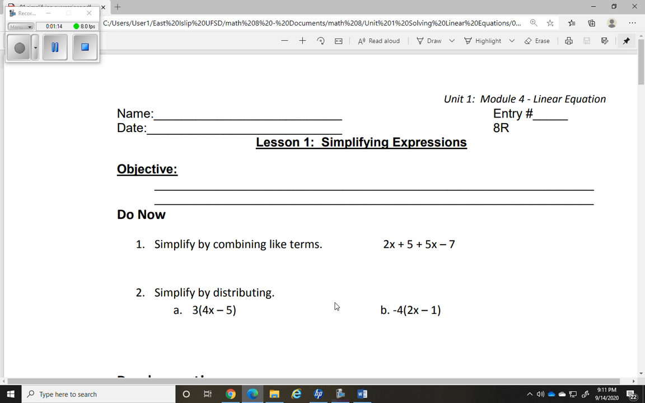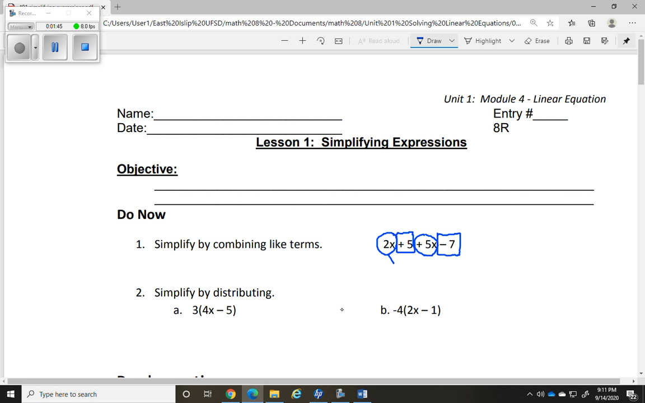So hopefully you did this do now correctly. Number 1, we have to combine like terms. So you learned, hopefully, in the past that x's go with x's, and we like to circle them. Notice I circled the sign with it. And then constants, which is a number without a variable, next to each other, go with constants. And again, I included the sign with the number, and notice I used a different shape.